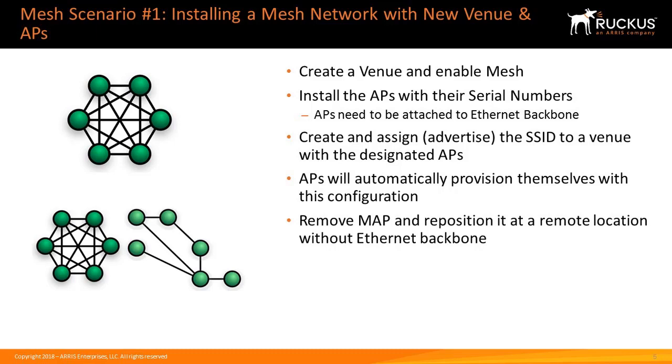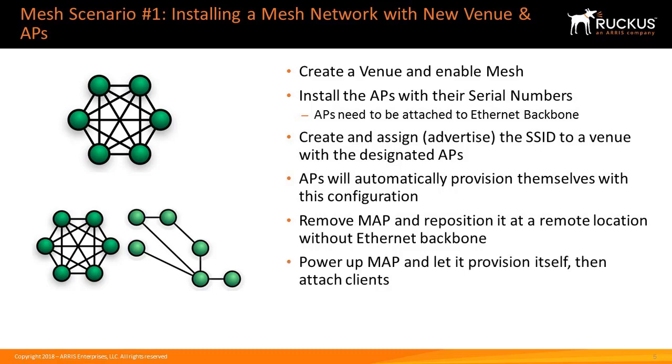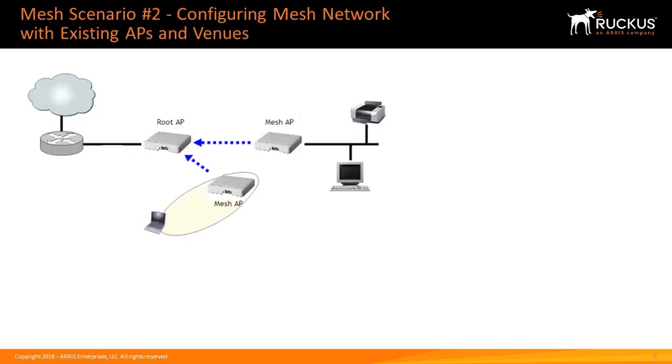After about 15 minutes or longer, remove the AP that you're going to use as the mesh AP from the Ethernet backbone and place it in a new remote location without an Ethernet backbone connected to it. Power on the mesh AP and let it provision itself, and after about 15 minutes, attach clients to it once it's operational. Scenario 2 would be configuring a mesh network with existing APs and an existing venue.